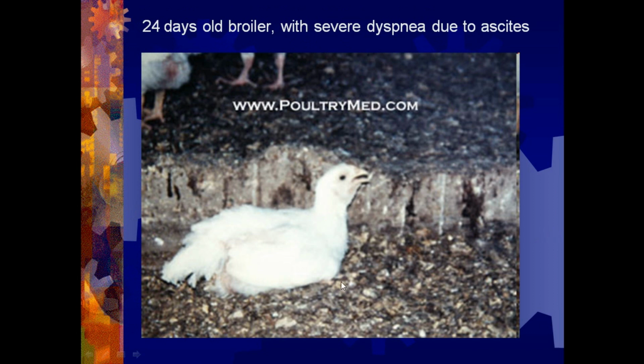This is the case of ochratoxicosis in the 24 days old broiler. This broiler is also experiencing dyspnea due to ascites. The main cause of ascites in this disease is mainly extreme or extensive liver damage that causes low albumin production. Low albumin production causes a decreased osmotic plasma pressure that leads to ascites or other kinds of edema.